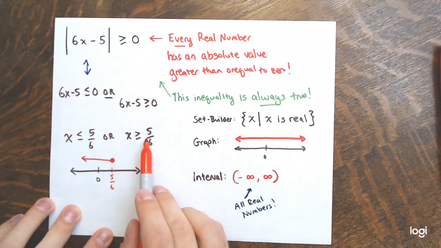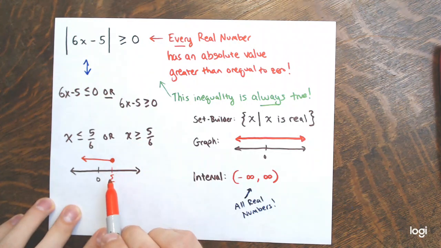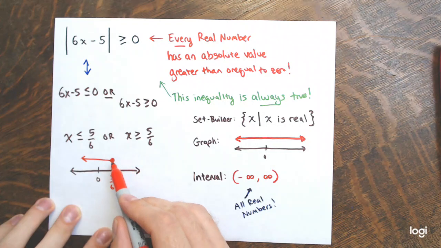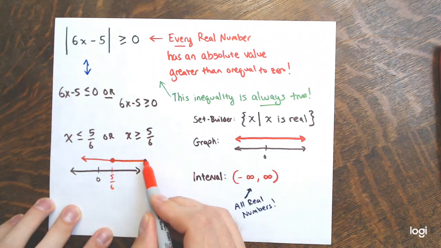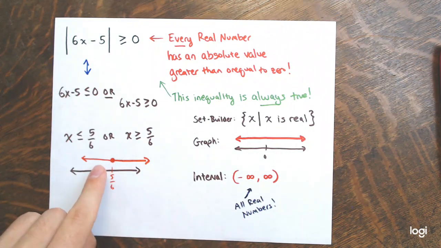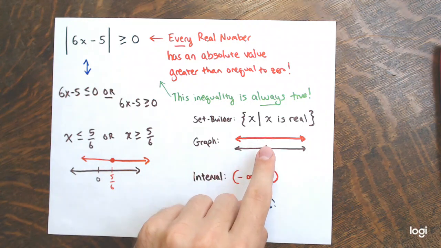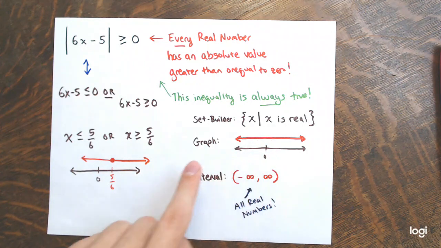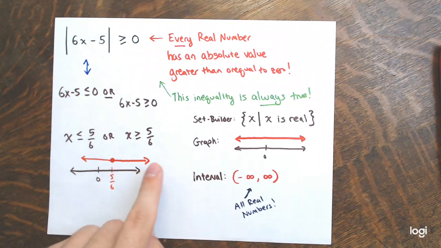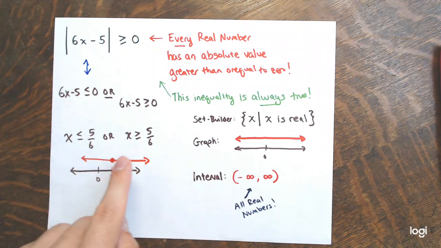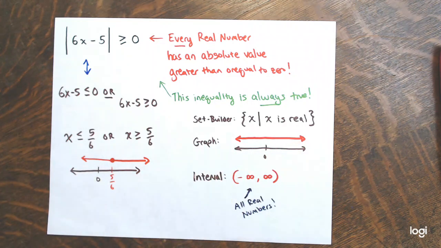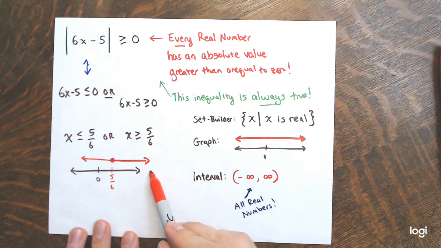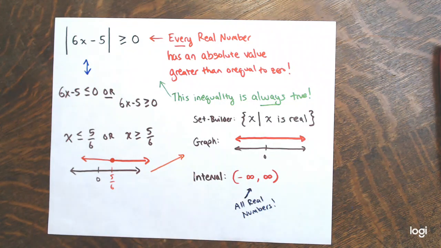But now let's draw this other part: greater than or equal to 5/6. Again, 5/6 is included, and all the numbers greater than 5/6 are to the right. Do you see how this graph I just made is exactly this graph here, just without numbers labeled? It's one solid continuous piece from the far left forever to the far right forever, just like here. It's every real number. Every real number is a solution to this inequality.